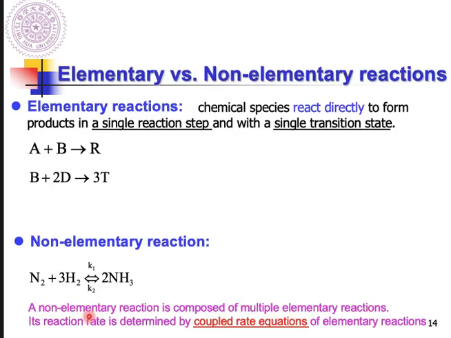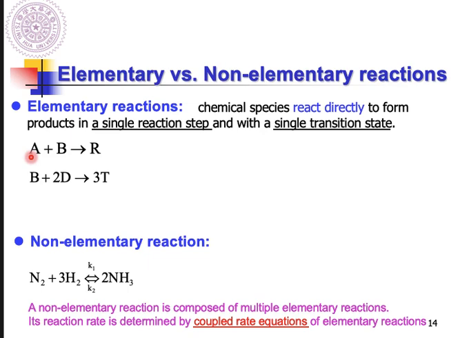Okay, next I'm going to show you the difference between elementary and non-elementary reactions. And what are elementary reactions? It's quite important, especially because it will help you formulate the rate equation easily. Elementary reactions mean the chemical species react directly, highlight this, directly to form the product in a single reaction step and also with a single transition state. So your reactants will react directly to form the product.